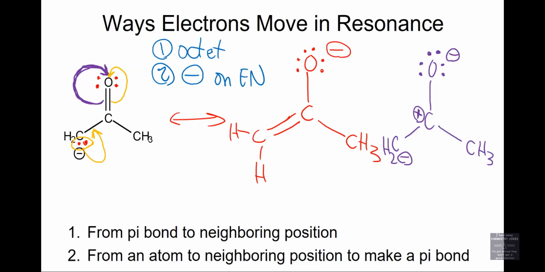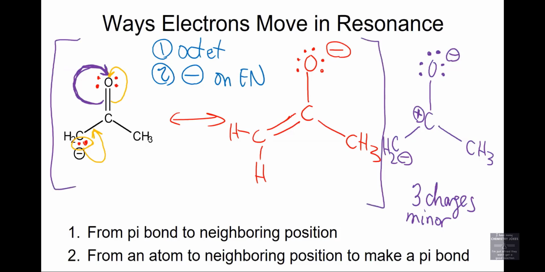This is technically a valid Lewis structure and a valid resonance structure, but this one has 3 charges. That's bordering on way too many charges. So we would call this a very minor contributor. It does exist, but it's a very minor contributor. So we try to not draw things like that. We're concerned about these 2 contributors because they're the major contributors, and then this one is minor.